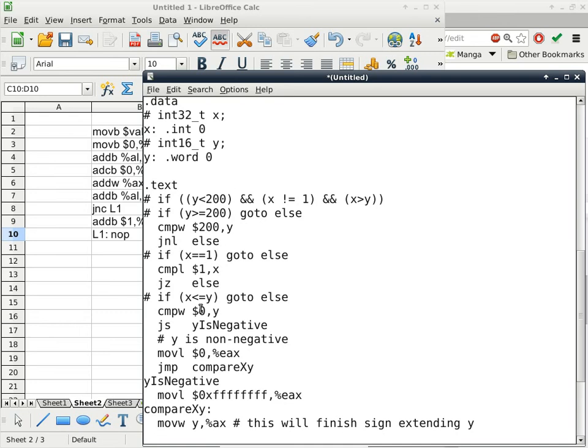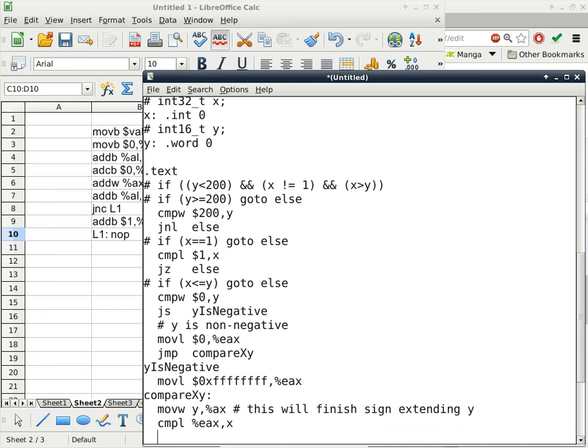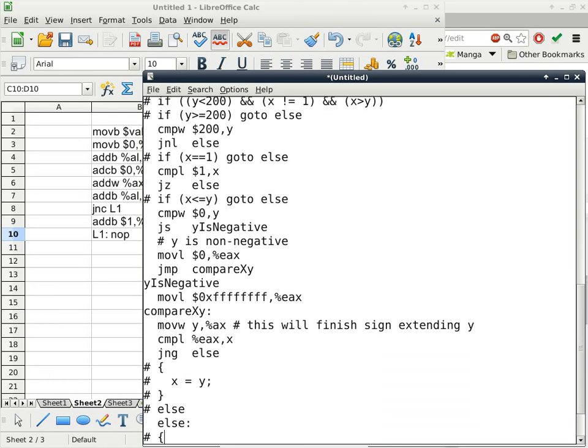The code here wants to compare X to Y, which means the cmpl instruction has to reverse the order, which means Y, which is already in EAX, is the first operand, and X is my second operand. In this case, we want less than or equal to, which means it is not greater than. So JNG, if not greater than, go to the else label. And that basically finishes the comparison part.